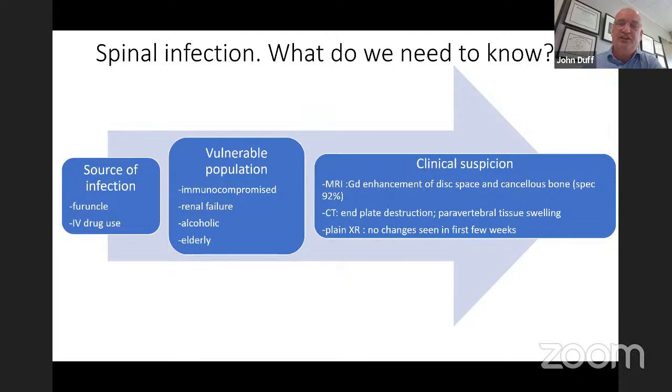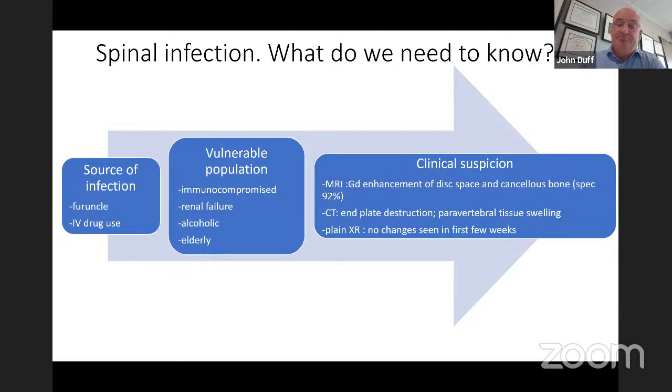And this is in contrast to neoplastic lesions, where the contrast enhancement and the bony changes are centered on the vertebral body and not on the disc space. So neoplasms spare the disc space and infections attack the disc space by and large. It's not 100%, but it's commonly like that.